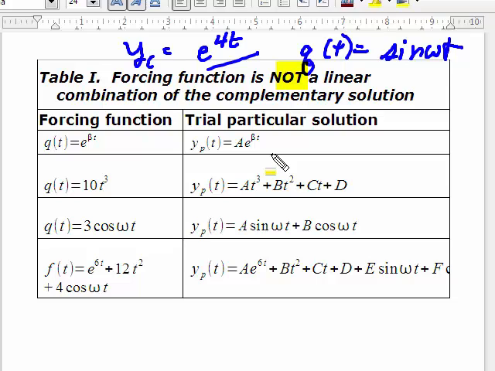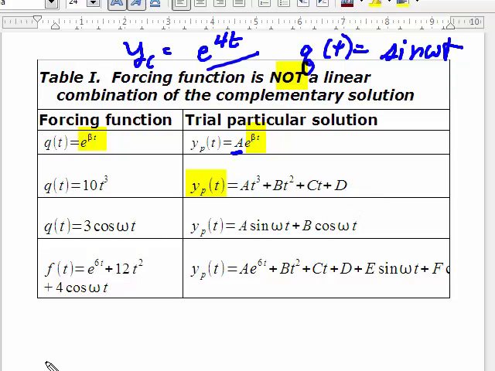So if the forcing function and the complementary solution are very different, then you model your particular solution after the forcing function. So if the forcing function is exponential e to the beta t, then you would have your particular solution be e to the beta t but multiplied by a coefficient a. Now if this forcing function is a polynomial, then the particular solution is also a polynomial of the same degree but includes all the terms down to the constant.